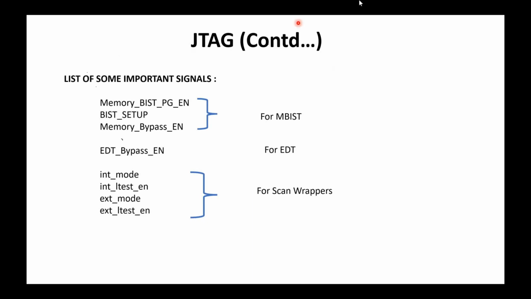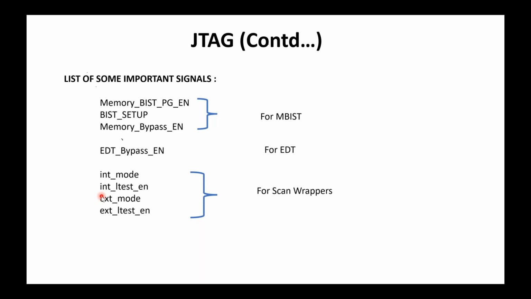So I've just made a note of some signals. These signals are required during MBIST. This is required during EDT. EDT is nothing but compression. And these signals are required for scan wrappers. So what is a scan wrapper? It will be discussed during the course. I've just listed a few important signals alone. Apart from these signals, there will be many more signals like this.